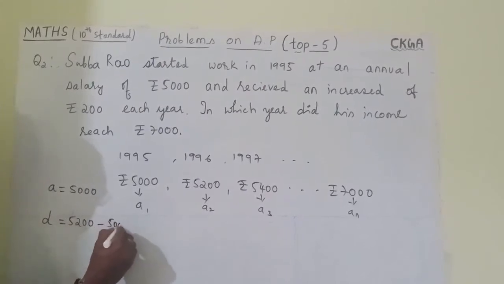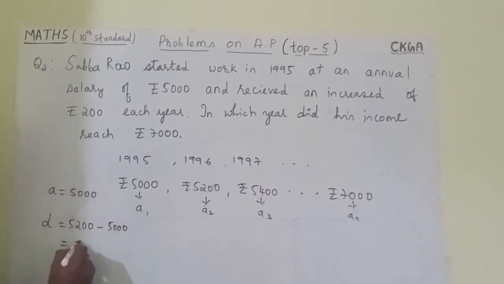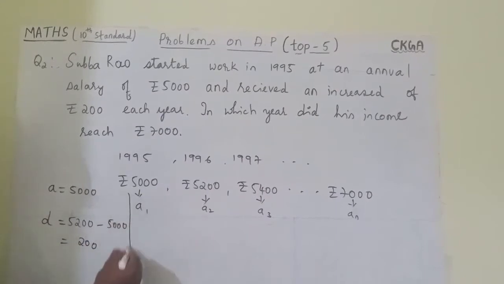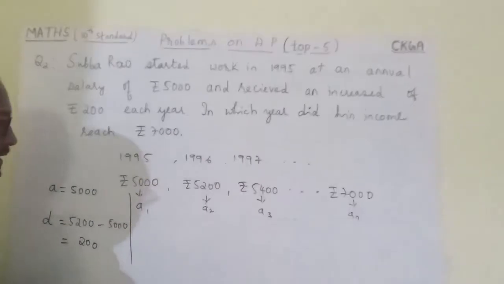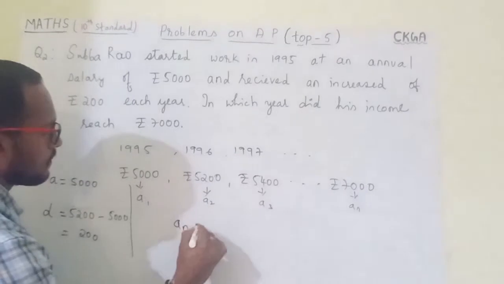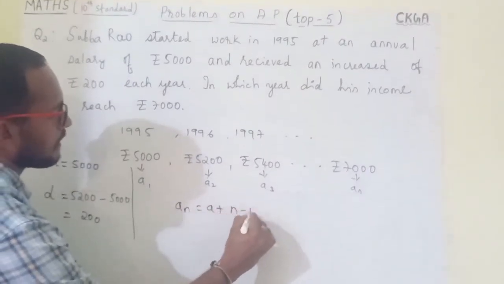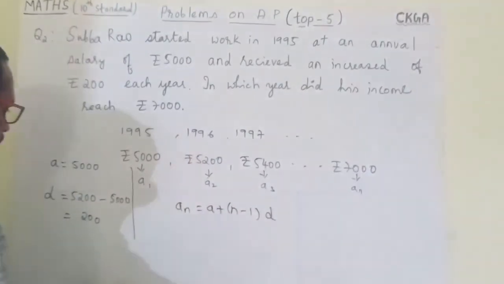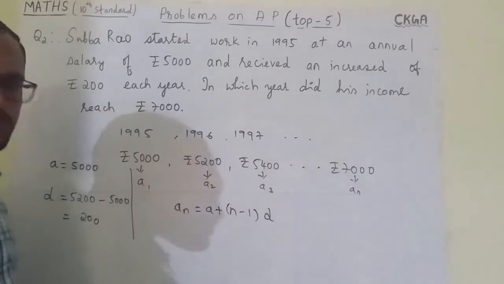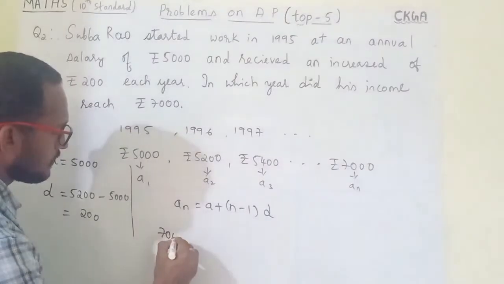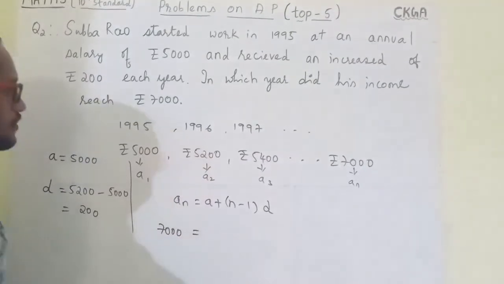That is 5,200 minus 5,000. So you get 200 as the common difference. And you have An already. So let's begin. An is equal to a plus n minus 1 into d. What is An here? An is 7,000. 7,000 is equal to a.